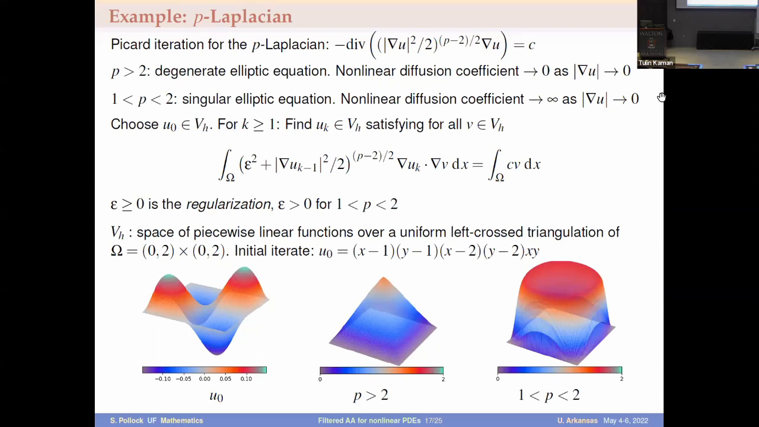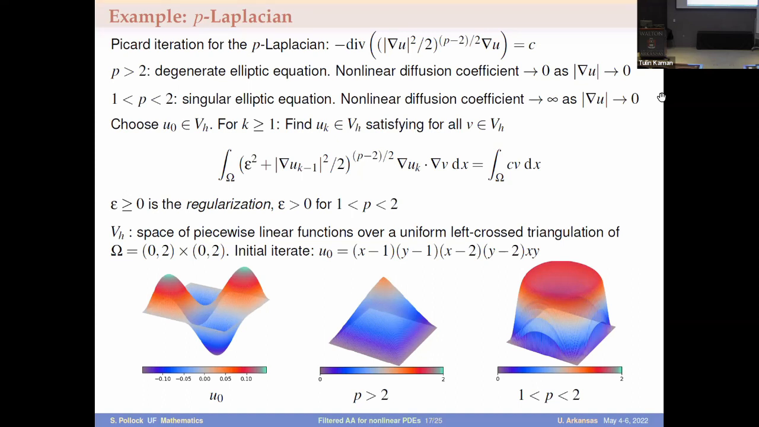And for P greater than 2, this comes up in the modeling of piles of sand. I remember telling my students this is used for modeling sand piles, and they laughed at me, but it's actually true. And so solutions will look something like this. I think this is with P equals 6. For P between 1 and 2, it's a singular elliptic equation. And so here our nonlinear diffusion coefficient can become infinite as the gradient of u goes to 0. And this tends to be a model problem for flow in porous media.